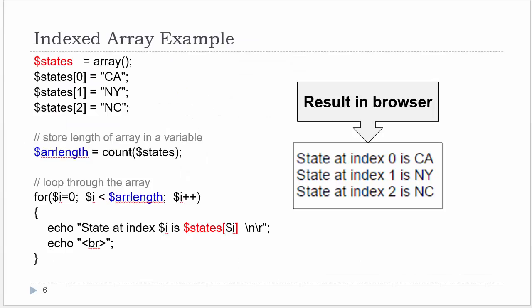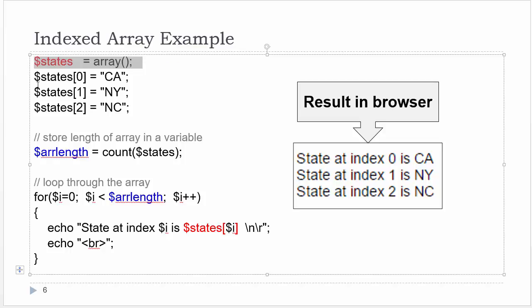So let's take a look at how we might work with an indexed array. Here I am setting up an array called states, and now I will populate it. I will use 3 states, California, New York, and North Carolina. If I wanted to loop through this array in order to display the results in the browser, I would need to determine how many elements. Granted, I could hard code it, but we want to do this programmatically. So here we have the count function passing the name of the array, storing it in this variable.